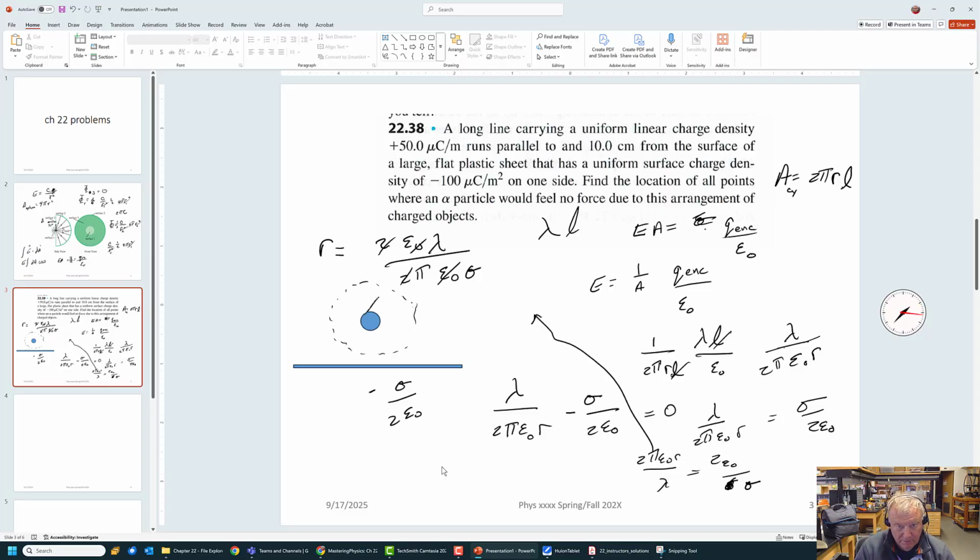So we could imagine this: the line charge on the sheet, and then we have our 10 centimeters there. Flat plastic sheet on one side. Well, we assume we're going to stay on that one side. I don't know. That's kind of dumb.